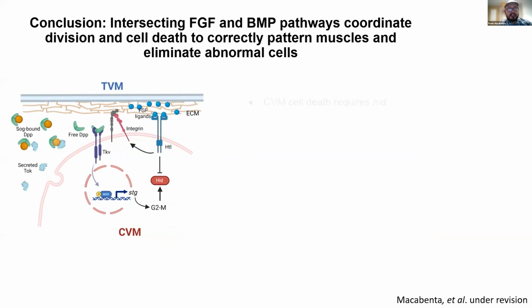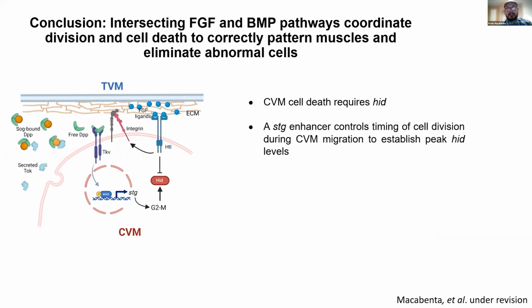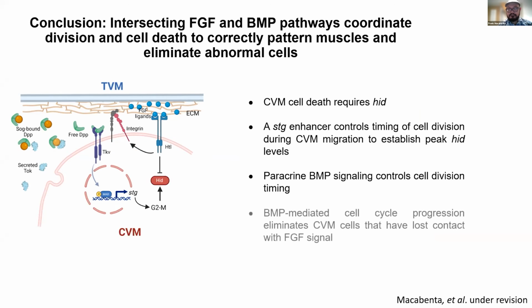And so this concludes my talk, and I hope that I've convinced you that CVM cell death requires HID being expressed in a temporal manner, and that this temporal dynamics of HID expression is controlled by this string enhancer in order to establish peak HID levels over the course of migration, and that in turn, this enhancer is regulated by paracrine BMP signaling via DPP. And finally, this system of cell cycle progression eliminates CVM cells that have lost contact with FGF signal, allowing for the highly stereotyped patterning of the midgut musculature over the course of development.